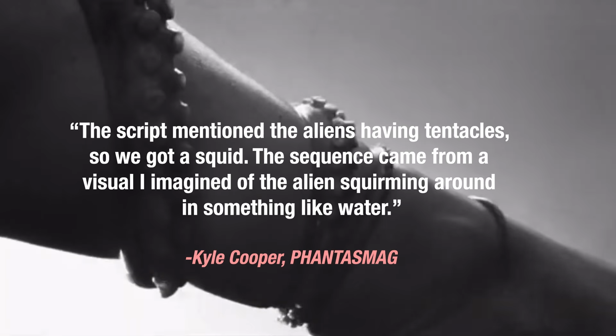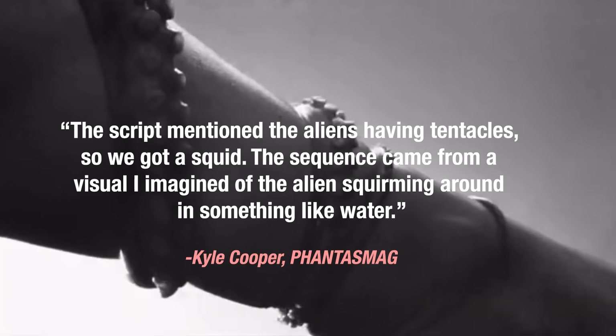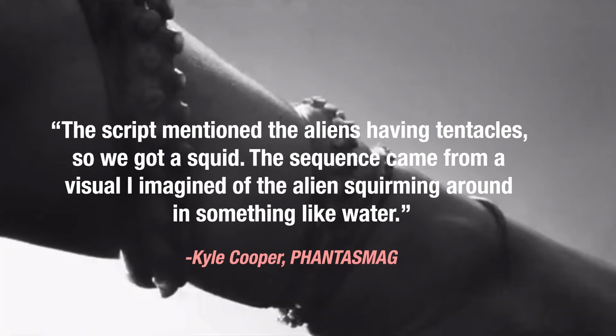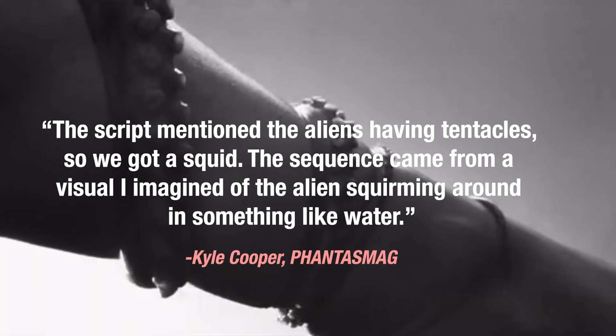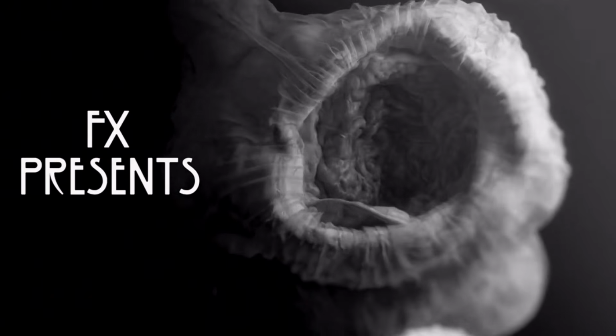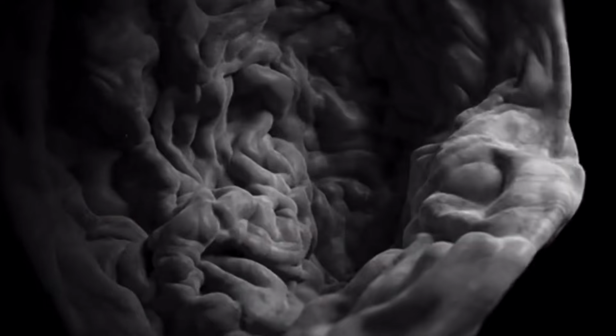For Death Valley, as usual, working off of early scripts, Kyle Cooper was intrigued by the tentacle aspect of Death Valley's aliens and wanted to go for a body horror vibe once again. The script mentioned the aliens having tentacles, so we got a squid. "The sequence came from a visual I imagined of the alien squirming around in something like water." Additionally, Cooper said that he was surprised when he was told Season 10 would be split into 2 different stories, as he was previously under the impression the Red Tide story would be given all 10 episodes. Imagine a world like that.